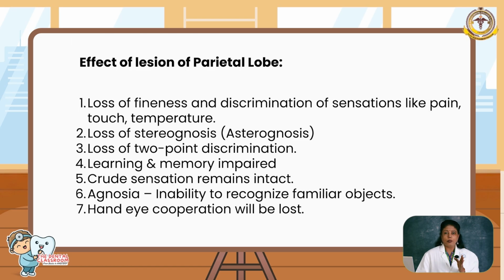Suppose if the parietal lobe got damaged by any reason, there will be loss of fineness and discrimination of sensation like pain, touch and temperature. Then loss of stereognosis. Then memory and learning will be impaired. And agnosia, that is inability to recognize the familiar objects. And hand and eye movement, that cooperation, coordination will be lost.